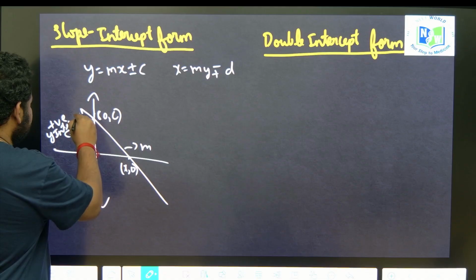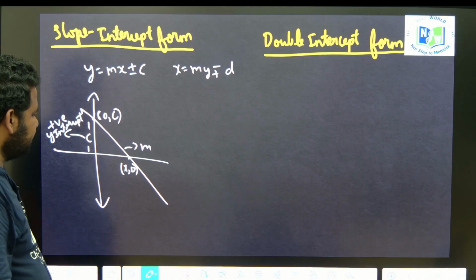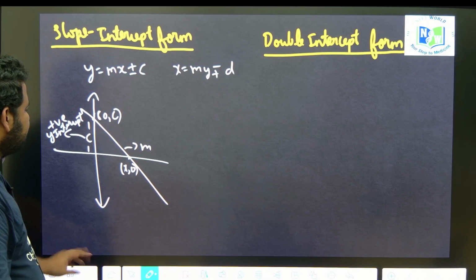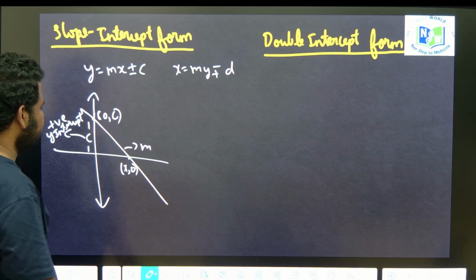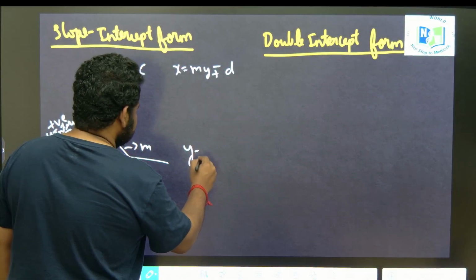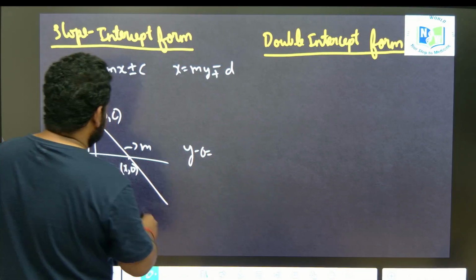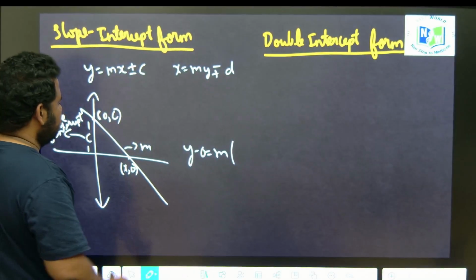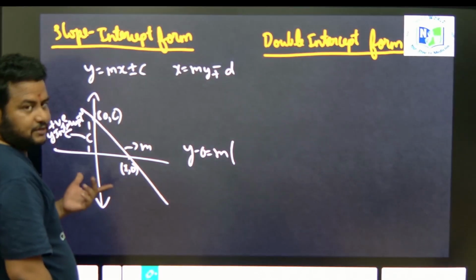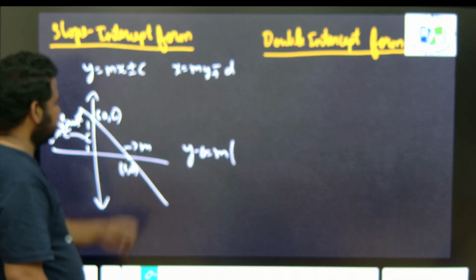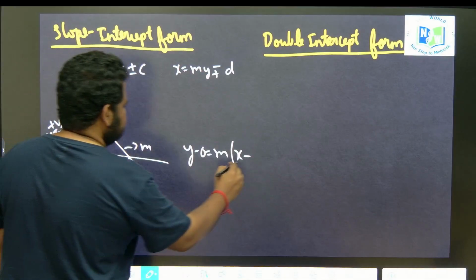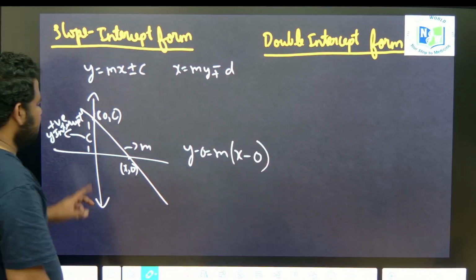This is nothing but positive y-intercept. Now see here, if I apply point slope form, what will I get? I have to get y minus y1, y1 is what? 0, into m, m itself, into x minus x1. x1 is what? x minus x1 is 0. So what will I get?